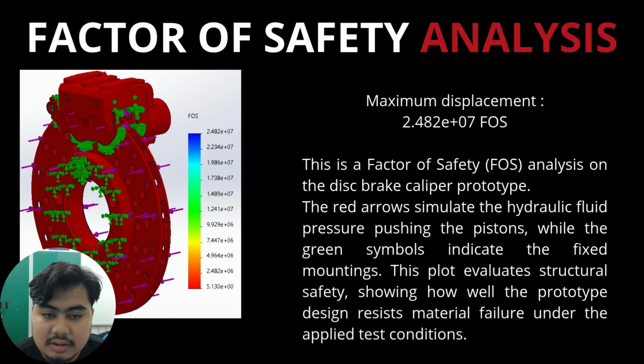Last one is the factor of safety analysis. Maximum value is 2.482. This is a factor of safety analysis on the disc brake caliper prototype. The red arrows simulate the hydraulic fluid pressure pushing the pistons, while the green symbols indicate the fixed mountings. This plot evaluates structural safety, showing how well the prototype design resists material failure under the applied test conditions.